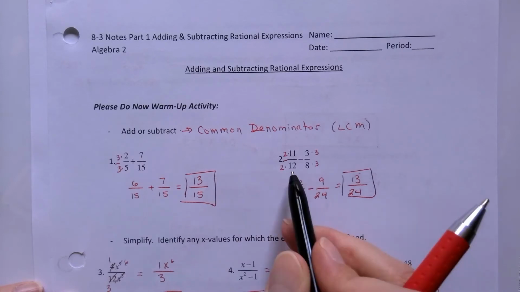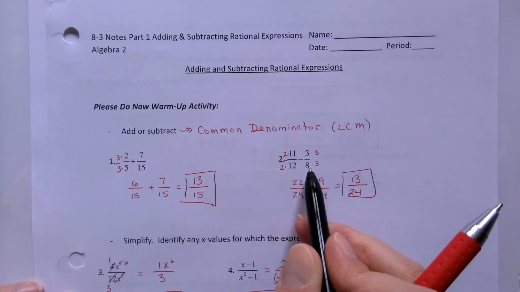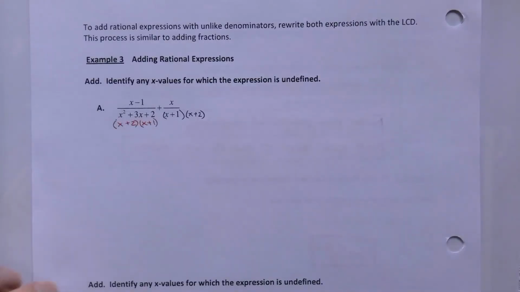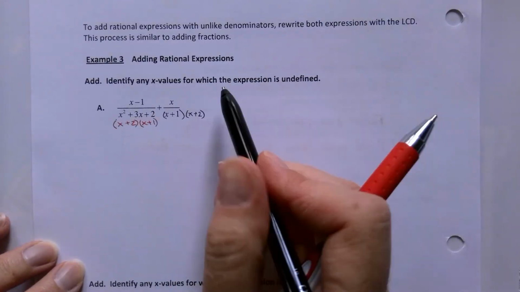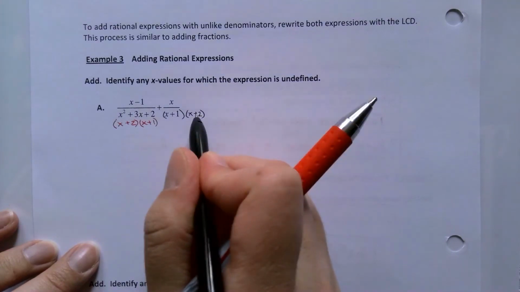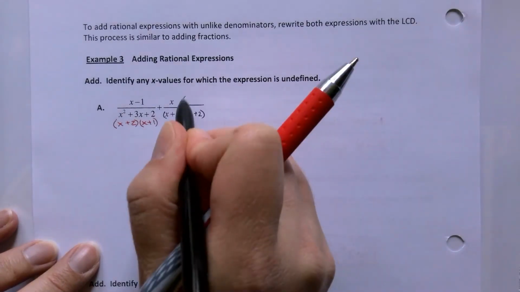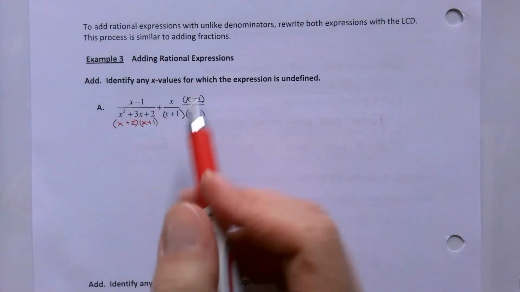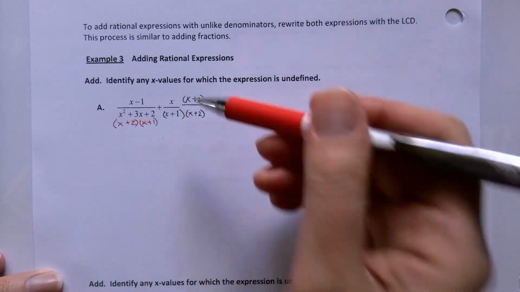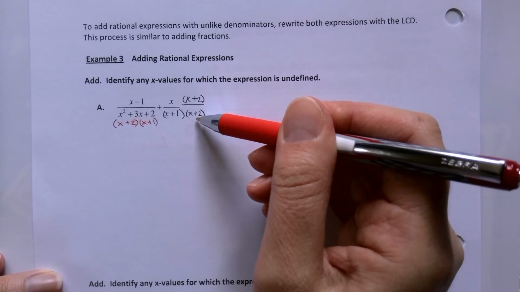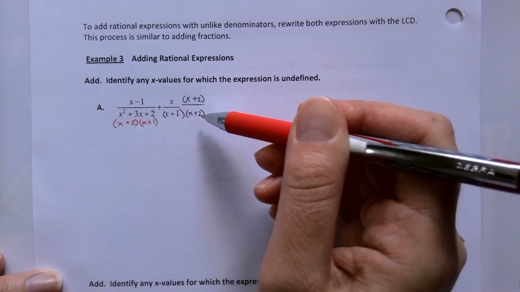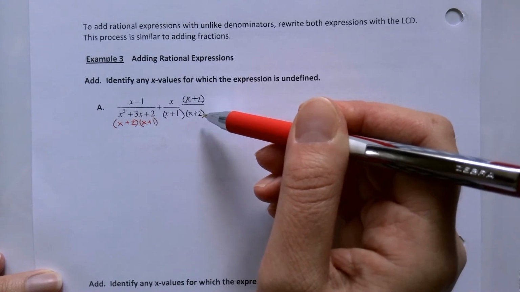Now, there's times where I have to change both of them to build them both up. I change the bottom, I change the top. So a little bit more abstract, but the same base. If I put an x plus 2 down here, then I better put an x plus 2 up here. And I want you to notice that x plus 2 divided by itself is 1. So I am using my multiplicative identity. I'm multiplying by 1, it's just in a different form.